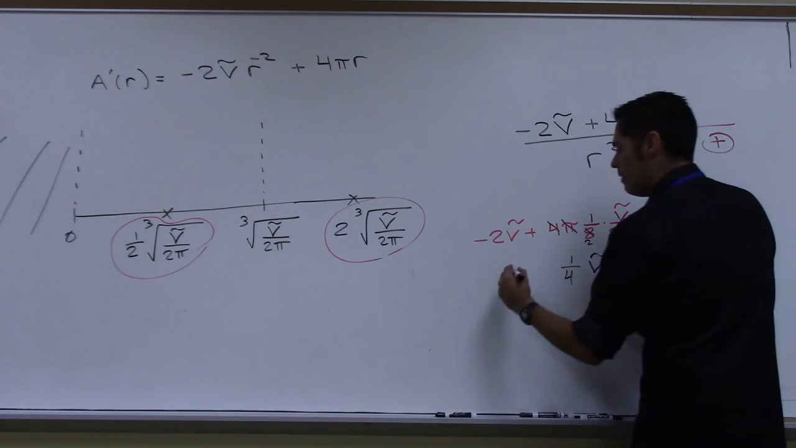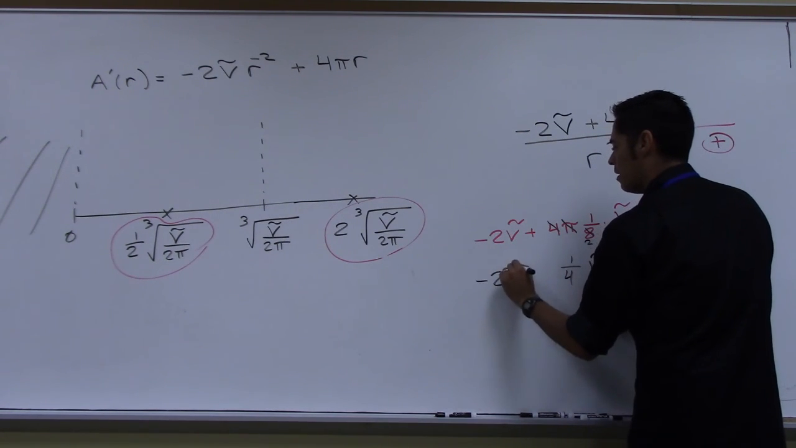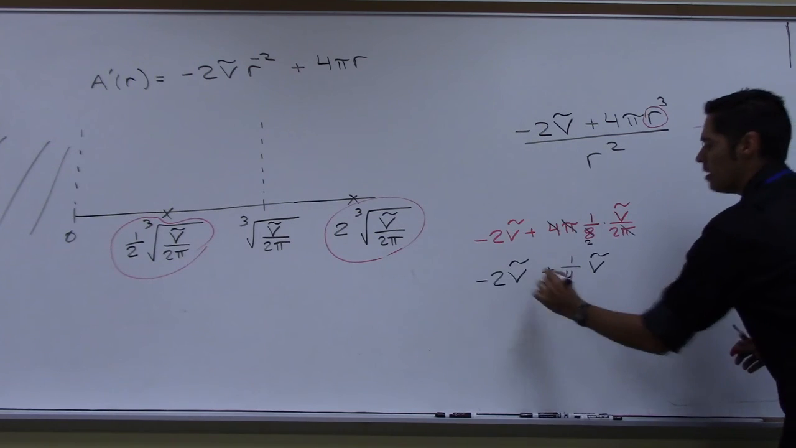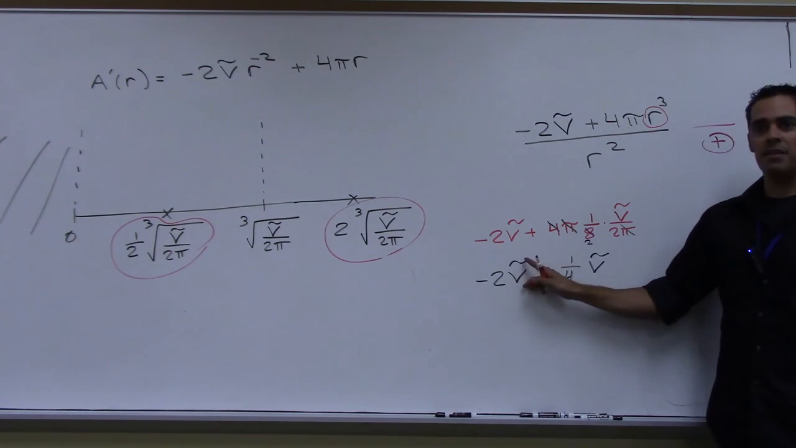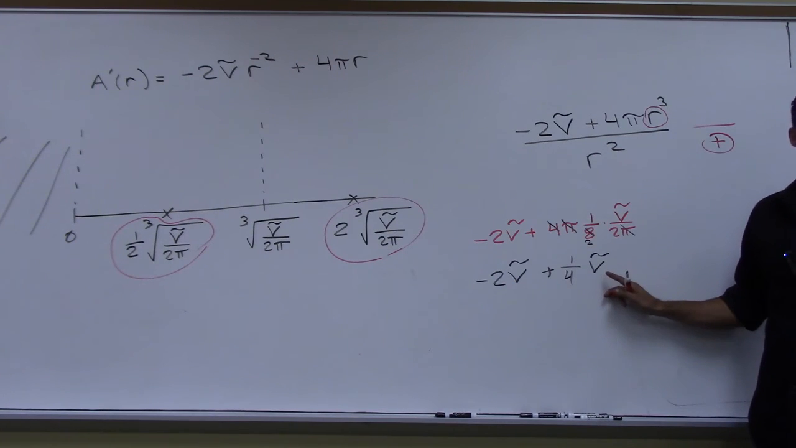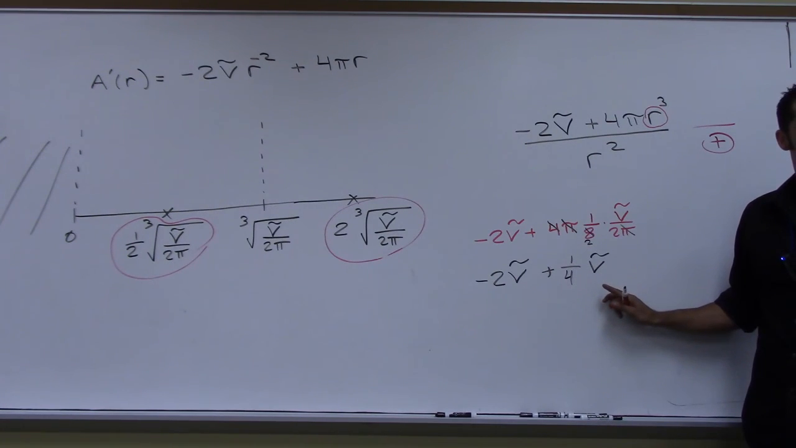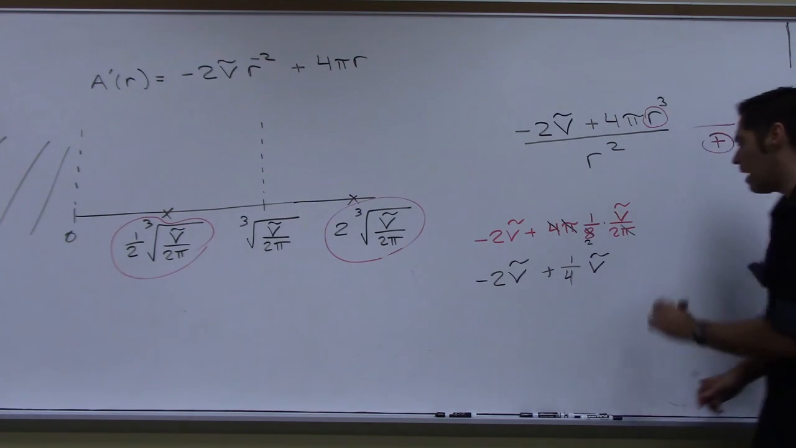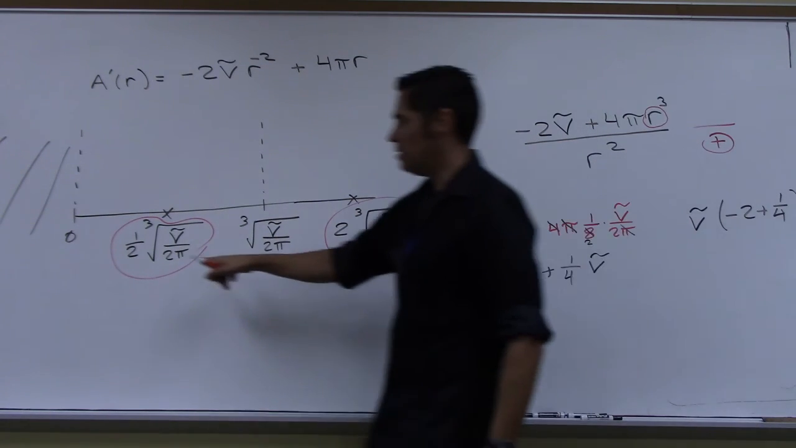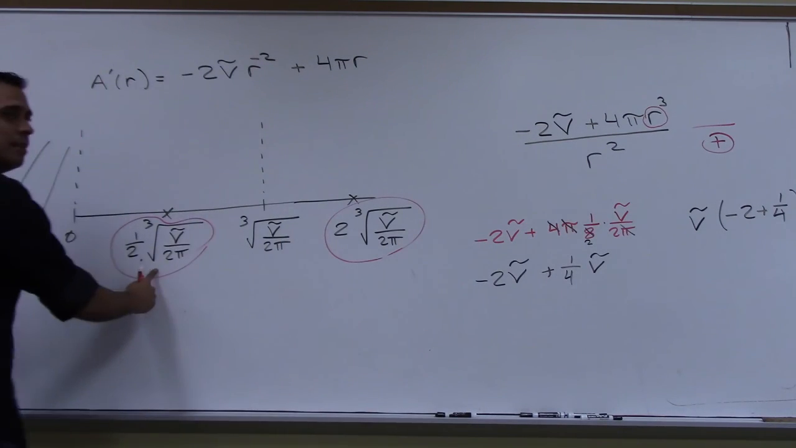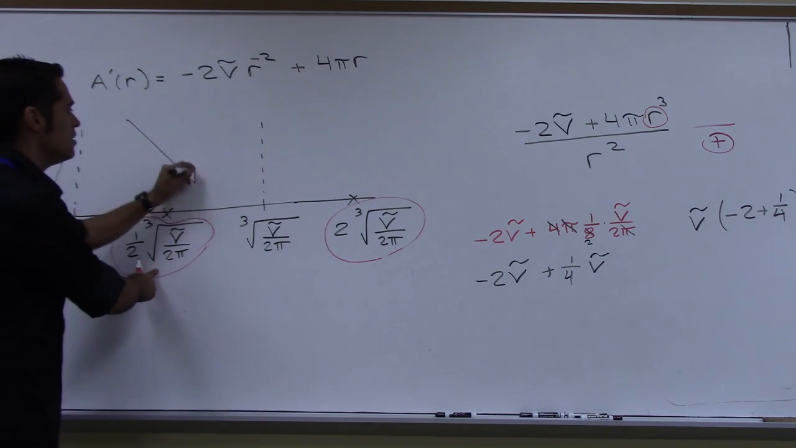And over here I have negative 2 v tilde plus. And that's negative, right? I have negative 2 of these plus 1/4 of it. We know that the volume is a positive number. In fact, you could just factor out v tilde now, and you get negative 2 plus 1/4. That's a negative number. So when I plug this in, I get a negative, don't I? Which means that my function is decreasing.